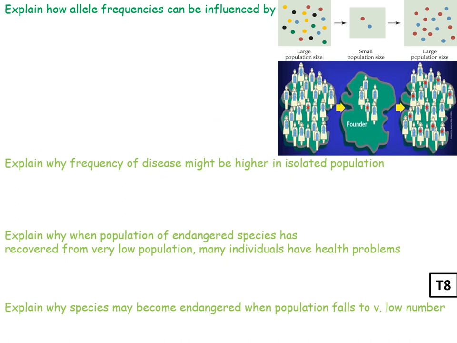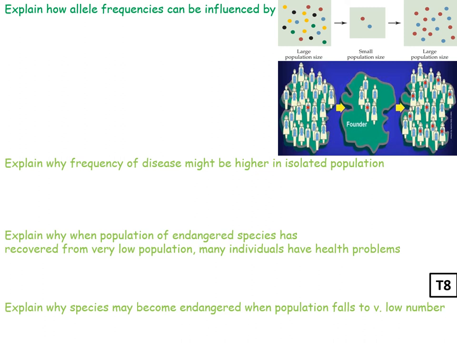Explain how allele frequencies can be influenced. If we look at the first example, we've got a large population, then suddenly that large population becomes small, and then the small population becomes large again, but the allele frequencies come from the small population, so we've lost some of the alleles. There must have been some sort of event where the large population turned into a small population, and we're losing a lot of the alleles, so the future large population only comes from the alleles of the small population.